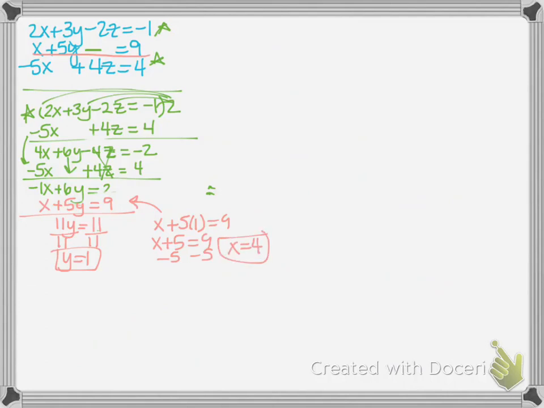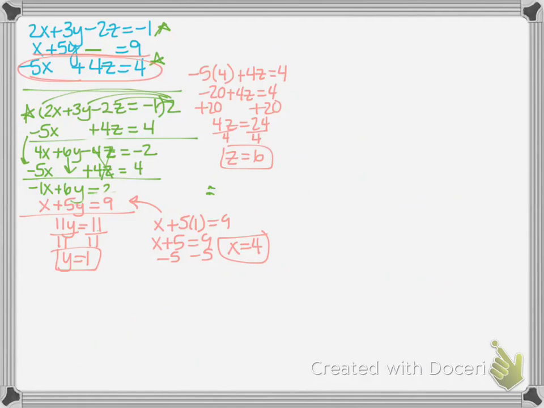I take those two and plug it into a three-variable equation, or what I could do is plug it into this and just plug my x in and solve for z. So my x was 4. So I got negative 5 times 4 plus 4z is equal to 4. Negative 20 plus 4z is equal to 4. Add 20. 4z is equal to 24. Divide by 4. So z is equal to 6. So now I have my x, y, z. It is 4, 1, 6.